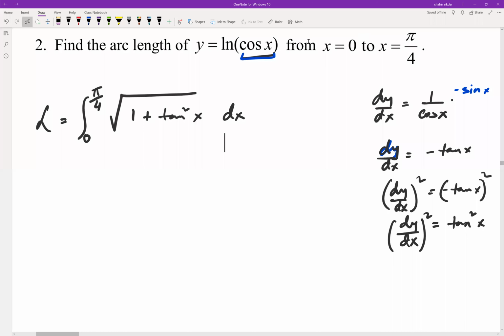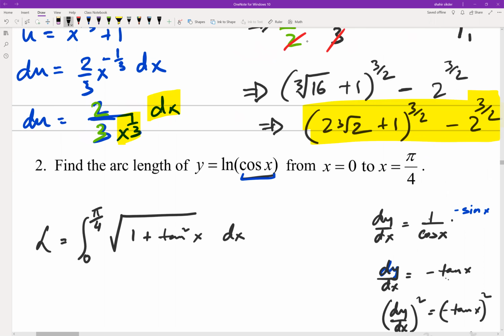Okay, so our setup would have looked like this. Remember, the arc length formula involves the first derivative and then getting squared. So if we take the derivative of natural log of cosine of x, natural log of anything is 1 over the argument times, due to the chain rule, the derivative of cosine, which is negative sine, and sine over cosine is tangent, so it's negative tangent. Then we also want to square the first derivative because the formula says so.